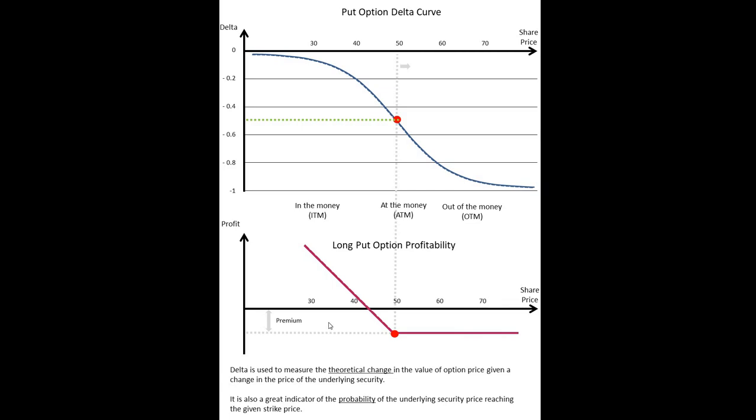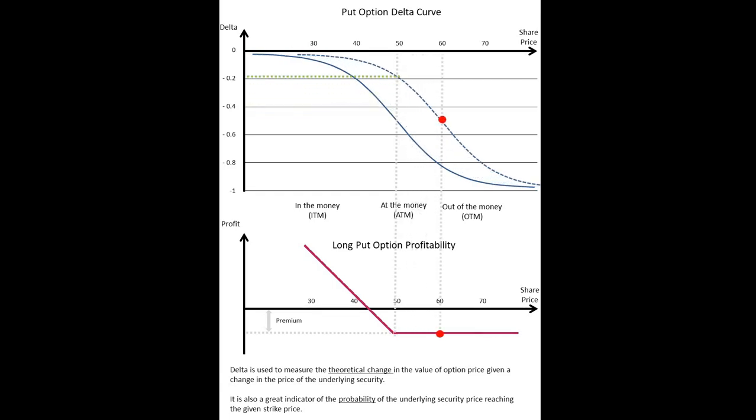I have another video that talks about put options specifically, so I'm not going to go into more detail, but let's focus on the put option delta instead. So in this diagram, I wanted to show you what happens if the share price goes from 50 to 60 and you purchased a put option with the $50 strike price. Let's see what happens to the delta.